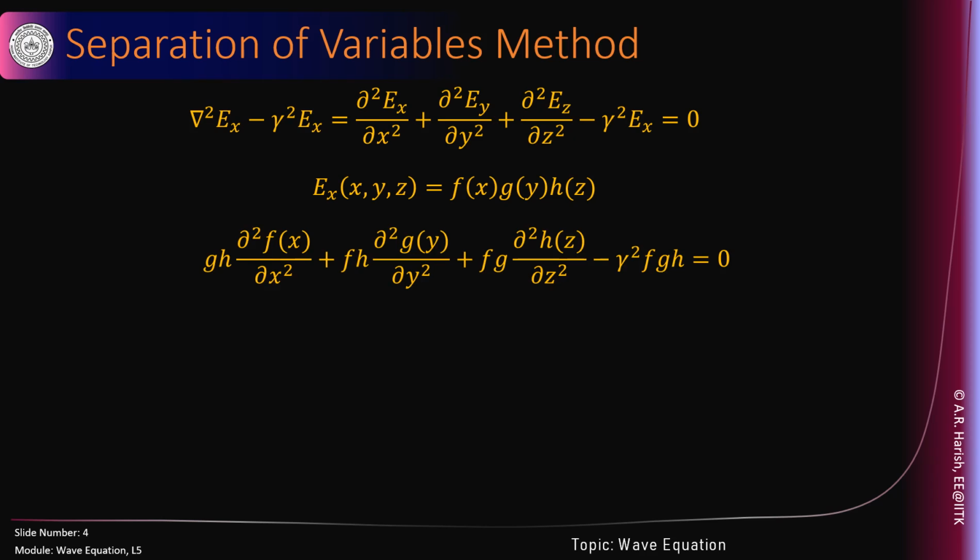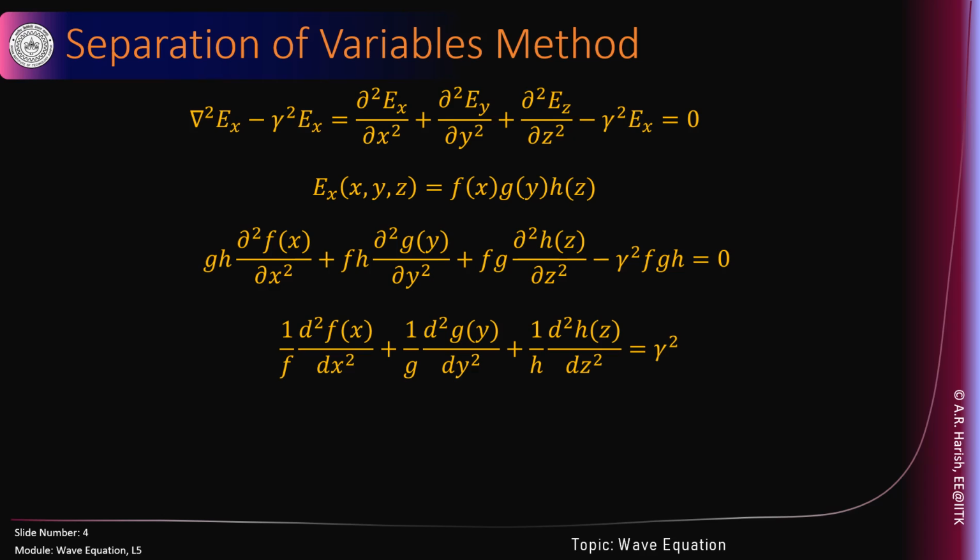What do we have? Since g and h are not functions of x, they are constants as far as the differentiation with respect to x is concerned. Therefore, they come out of the derivative. Similarly for the y and z components. Divide the whole thing by fgh, and what we have is 1 by f d2f by dx square plus 1 by g d2g by dy square plus 1 by h d2h by dz square equal to gamma square. Since these are all functions of x, y, and z independently, we have removed the partial derivative and made it an ordinary derivative.